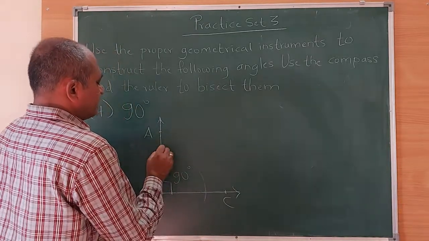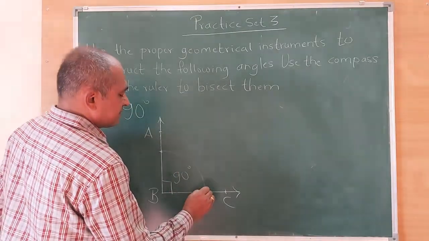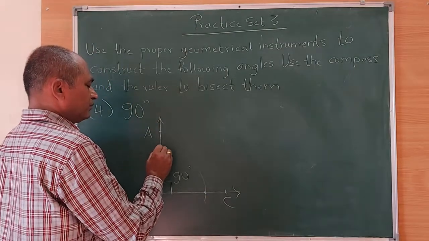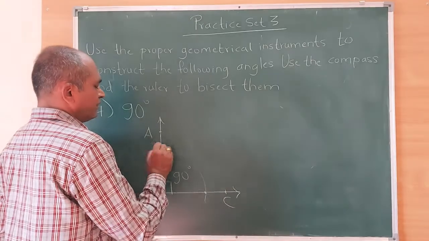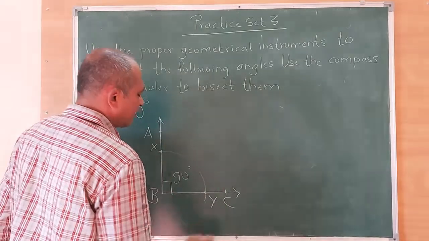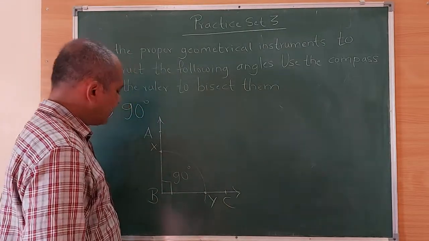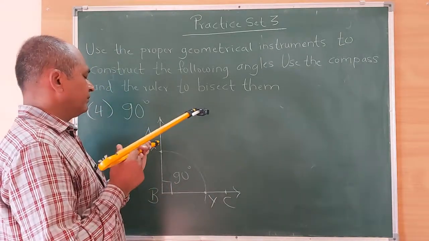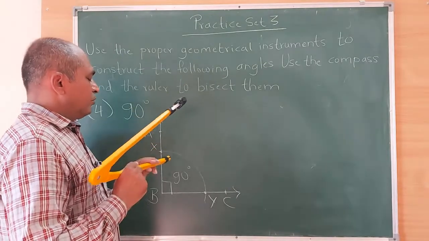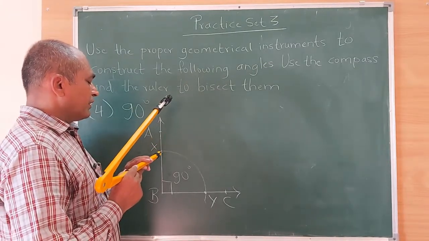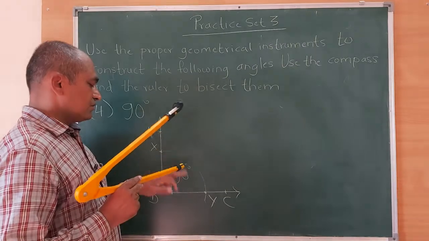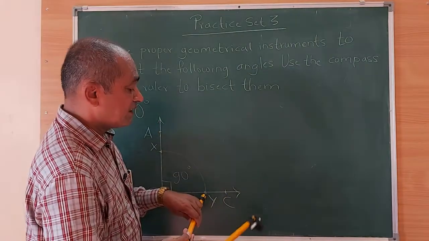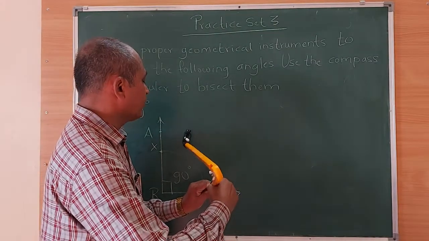Now wherever this arc intersects the arms of the angle, you name those points. Any names you can give. I will give it X and Y. So again, taking a convenient distance, put the point of your compass on any of the intersection points. I will put it on Y and I will draw inside the angle, not outside the angle. Inside the angle, draw an arc.